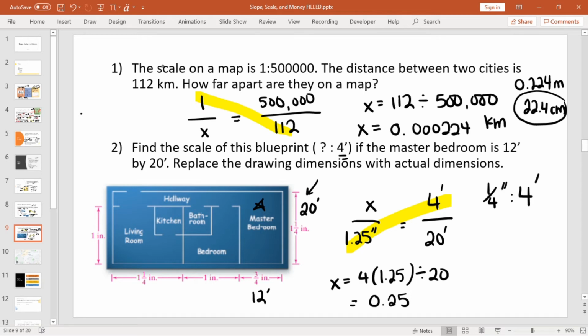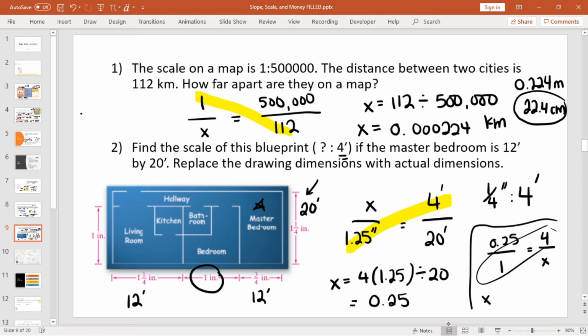Okay. And now if they want me to replace the drawing dimensions with actual dimensions, I can use that scale to solve for anything. So this one will be 12 feet, and the only one I'm wondering about is that. So I'm going to set up my scale again over in this corner. If 0.25 inches is equal to 4 feet in real life, then 1 inch equals what? So we're going to do 1 times 4 divided by 0.25, and that should give you 16. So there's your last dimension.